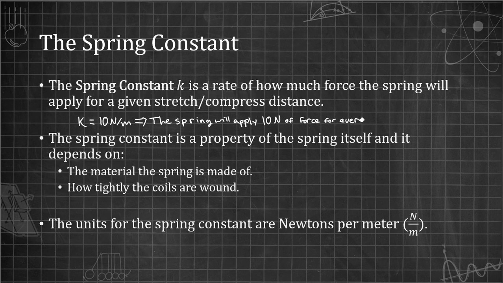And so the spring constant is a property of the spring itself, and it depends on what the spring is made of. So is it made of iron or steel or copper or nickel or something, maybe plastic. And it's also how tightly the coils are wound in that material. The units for the constant are going to be newtons per meter, or N/m.